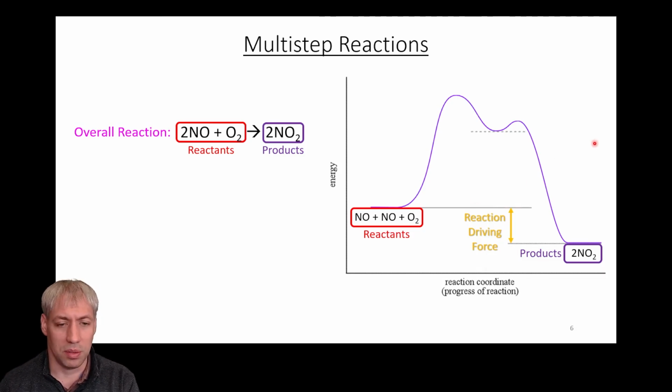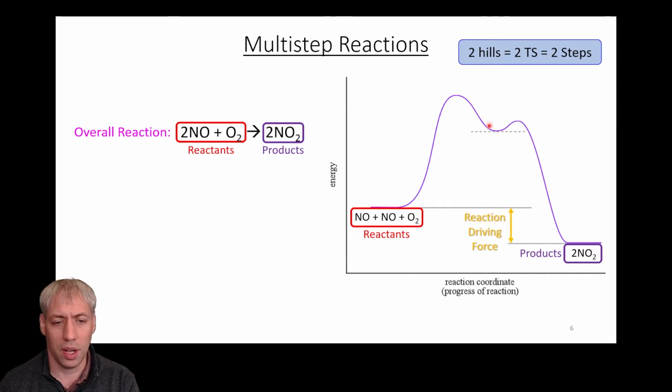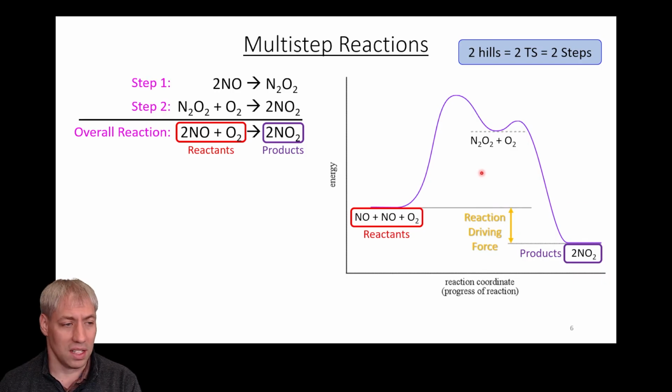The major difference between a single step and a multi-step is we have two hills to get over. We have hill 1 and hill 2, and that's what tells us there's two steps. Step 1 is going to transform into something, step 2 is going to transform into something else. For this particular reaction, step 1 is 2 NOs reacting to give you N2O2, and then N2O2 reacts with O2 to give you NO2. Note, when you combine this together, you still get the overall reaction, but it's happening through a multi-step process.